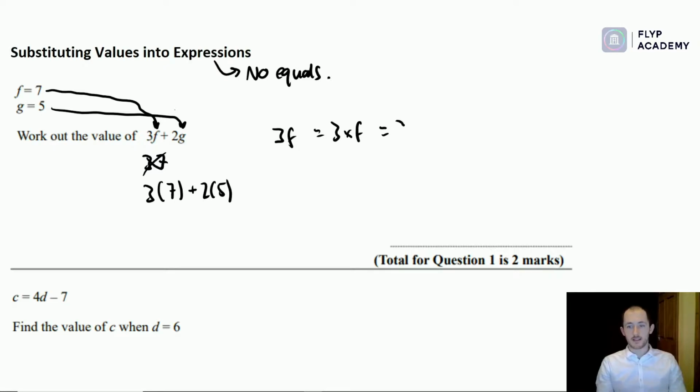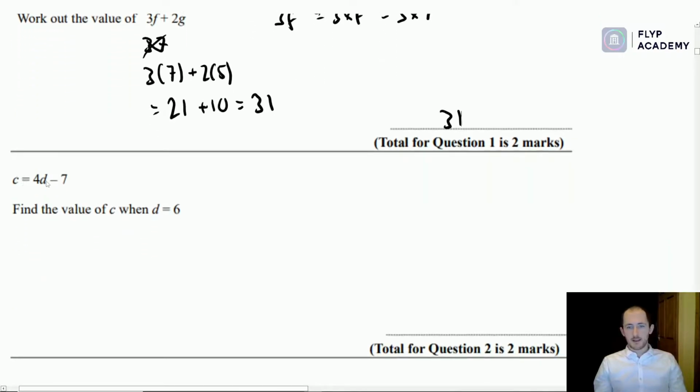Now you replace it, so 3 times 7. 3 times 7 gives me 21. 2 times 5 gives me 10. 21 plus 10 is equal to 31. And that's a quick 2 marks.